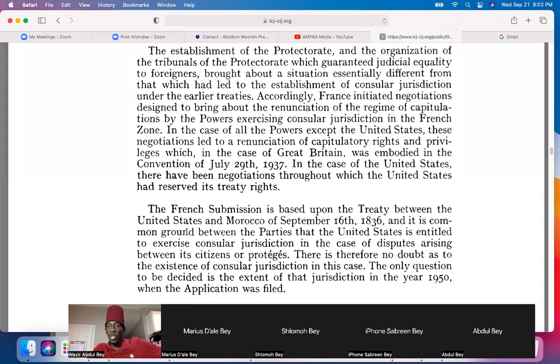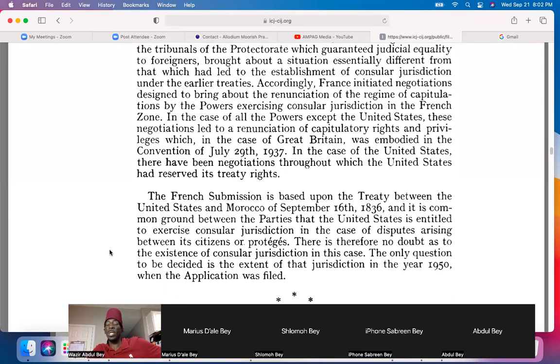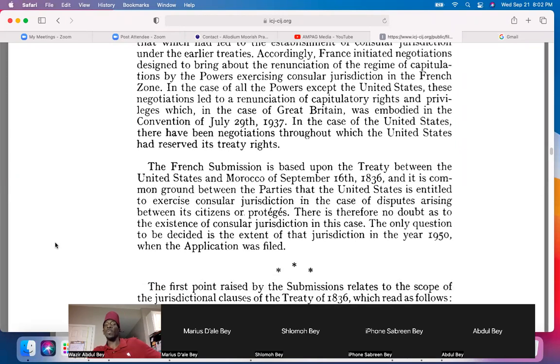The French submission is based upon the treaty between the United States and Morocco of September 16, 1836. So the French submission is based upon the treaty between the United States and Morocco. Think about what I just read. The French submission is based upon the treaty between the United States and Morocco.